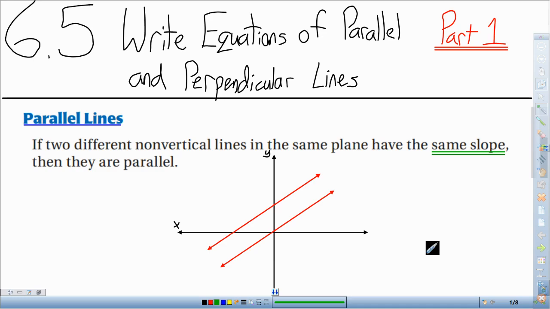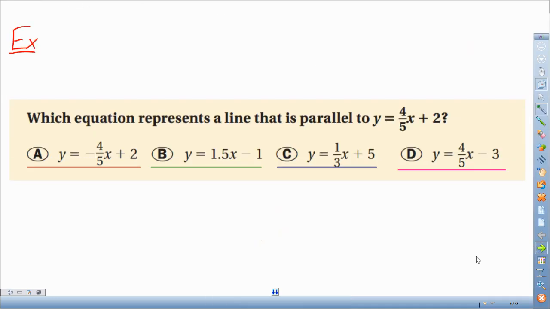Though, just an interesting thing to point out: those lines would have to be non-vertical. So technically, if we have two vertical lines like this, they're not considered parallel. And I think the reason why is because those slopes would be undefined. So that's just an interesting thing to think about. But yeah, same slope. That's all we're focusing on today. So let's jump into dealing with parallel lines.